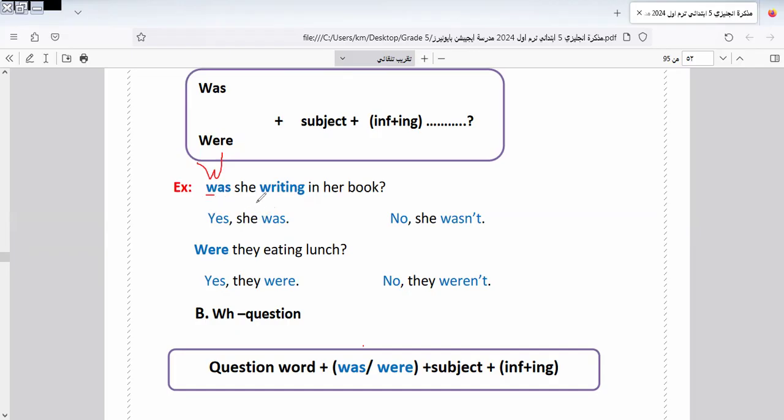Was she writing in her book? So here I place the verb instead of the subject. Was she writing? Were they eating? The answer will be yes, she was, or no, she wasn't. We say yes, they were, or no, they weren't. Let's continue the rest of the exercise of the unit.